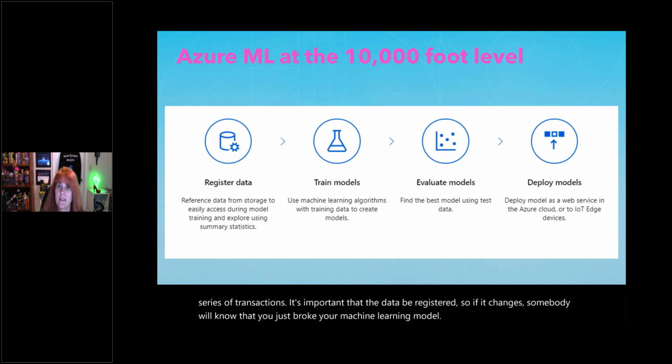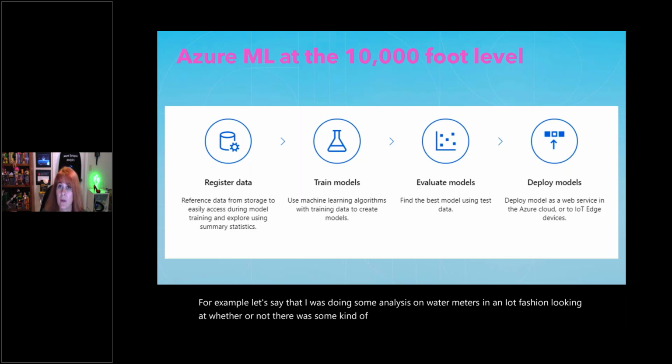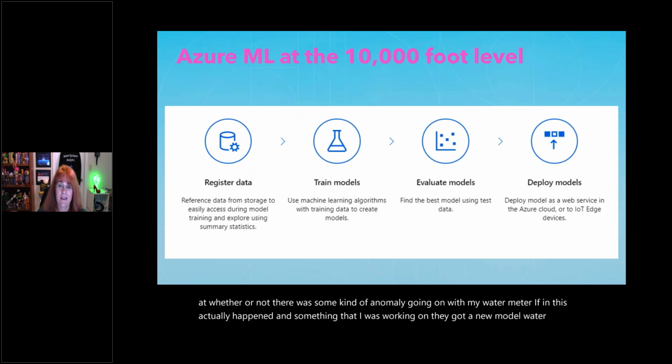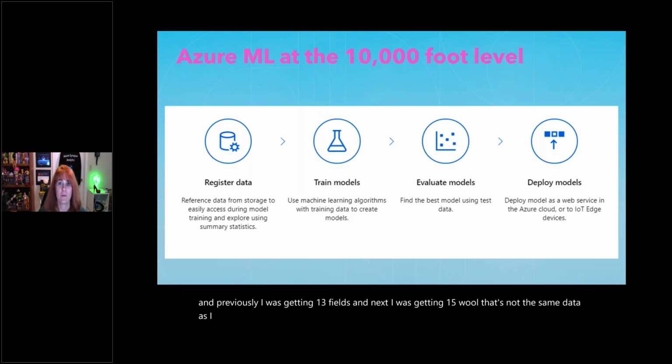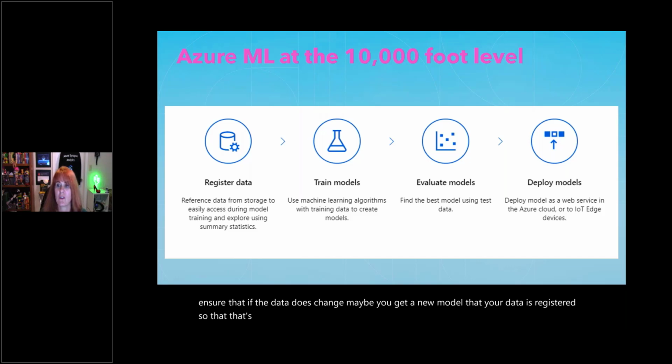Like, for example, let's say that I was doing some analysis on water meters in an IoT fashion, looking at whether or not there was some kind of anomaly going on with my water meter. And this actually happened, and something that I was working on, they got a new model water meter. And previously I was getting 13 fields, and next, I was getting 15. Well, that's not the same data as I was expecting, so therefore I have no idea what's going on anymore. So registering your data can ensure that if the data does change, maybe you get a new model, that your data is registered so that that's known, hey, you just broke machine learning with that.